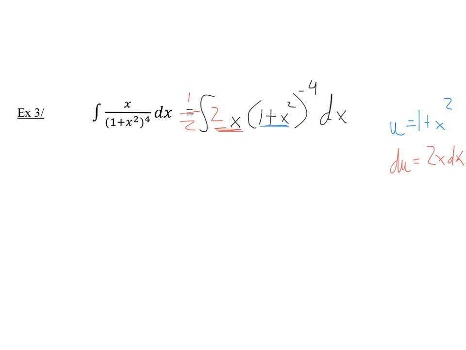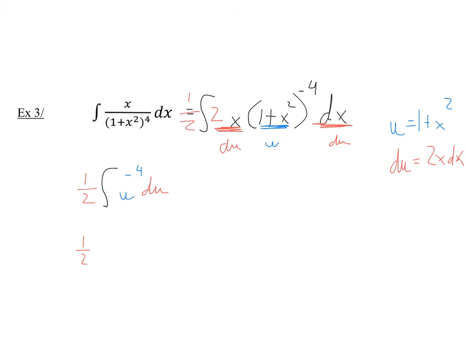So now everything I've underlined in red here, that all becomes du. And what I have underlined in blue here, that is u. So when I rewrite this function, I have 1/2 times the integral of u to the negative fourth power du. Well, we'll just bring that 1/2 down.